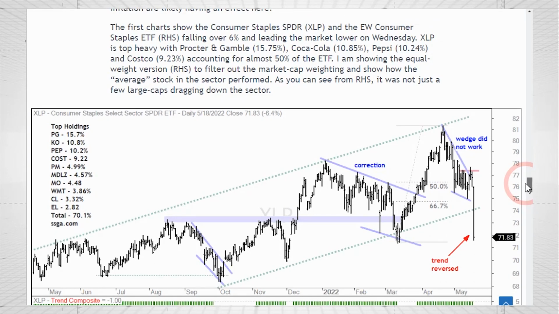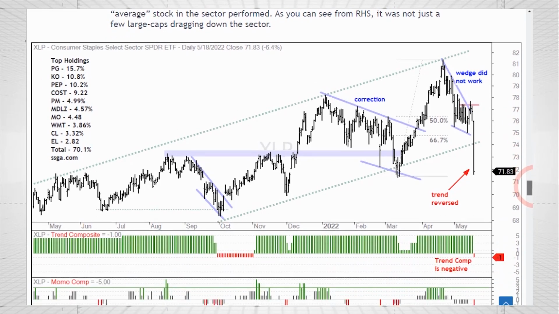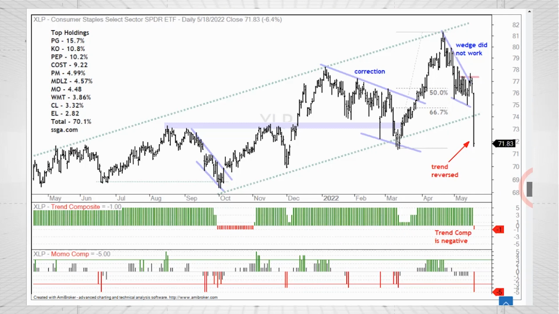And we look at XLP, and it was on my list, but I was a bit wary and advocating small positions because we had a wedge. We had a normal pullback. We get this surge to new highs. We have a normal pullback at this stage, a wedge, retraced 50 to 67%, looks bullish, like a setup trying to get a breakout. It fails, and then look at that decline. And the trend composite turned negative.